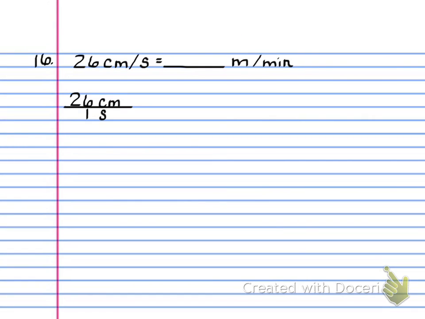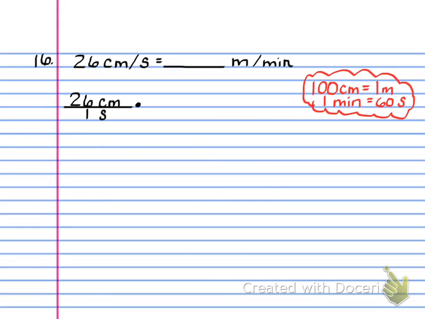As you can see here, I've set up the work now so far for number 16, 26 centimeters per second equals blank meters per minute. So the first thing you want to do is set it up as a unit rate. And we did that right here. And so now what we want to do is decide what we need to convert to. So this is, again, going to be a double conversion because you have to go from centimeters to meters and from seconds to minutes. So now we're going to start with our conversion bubble over here, and we get 100 centimeters equals 1 meter, and we get 1 minute equals 60 seconds.